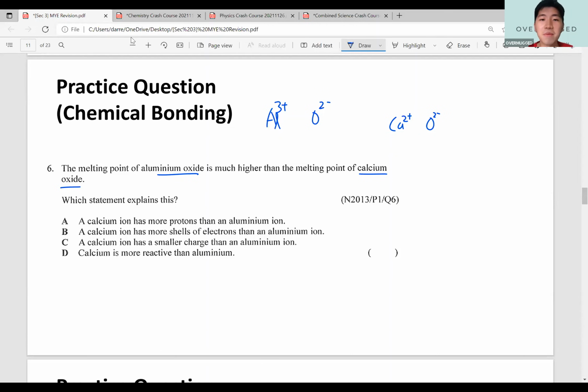So why is the melting point of aluminium oxide higher? We just learned this, right? Because calcium is 2+, smaller charge than aluminium. You get it? I'm talking about this, right? We mentioned the bigger the number, the stronger the ionic bond. Okay, so for question 6 here, answer should be C.